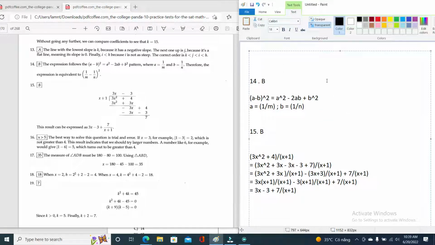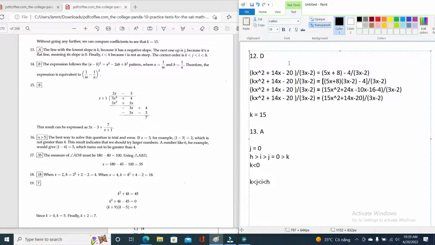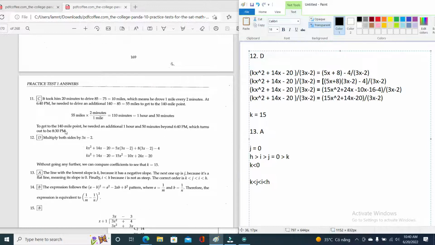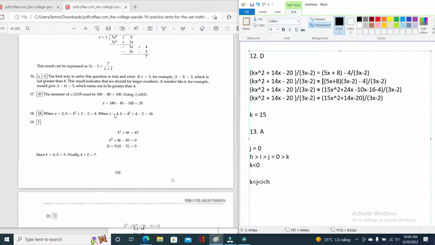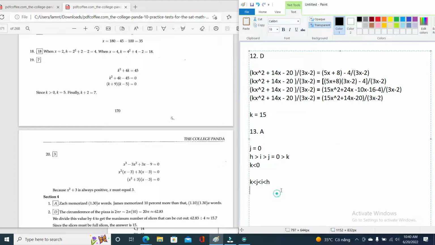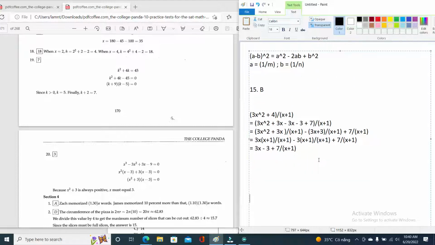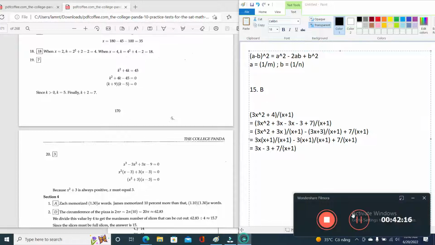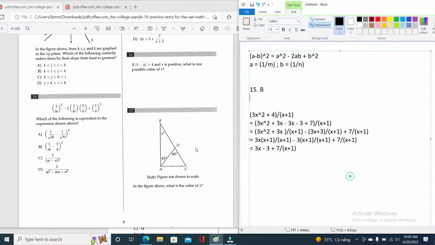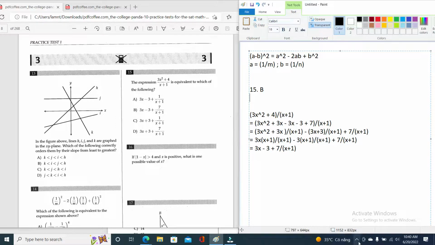And 14 is also B. Okay. 13 is A. 12 is D. Alright, very good. Okay, so let's do number 16.